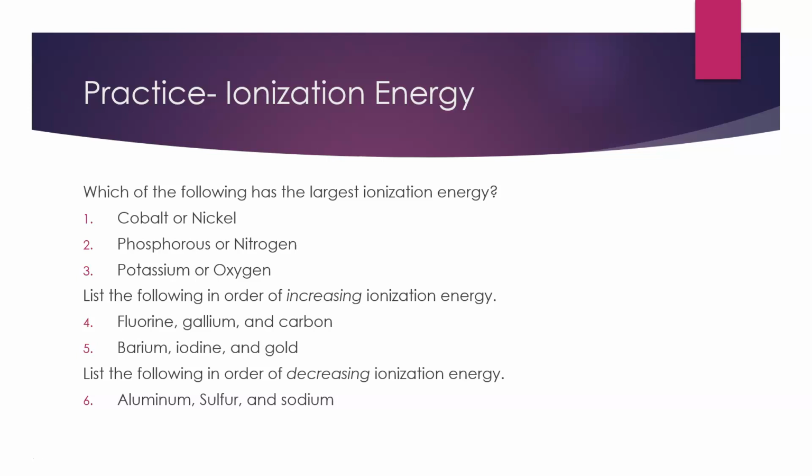All right, as far as largest ionization energy, we have nickel because it is farther to the right than cobalt. We have nitrogen because it's higher up than phosphorus. And we have oxygen because it is farther up and to the right than potassium is. Next, you were asked to put the following in increasing ionization energy, meaning the one with the highest ionization energy would be first, and the one with the lowest ionization energy would be last.